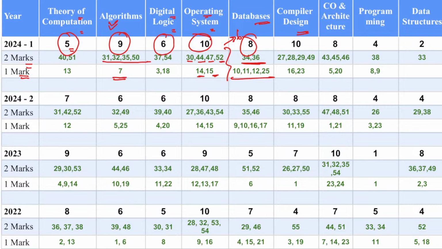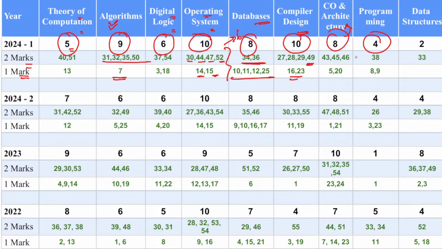Compiler design also came with a high weightage of 10 marks. In GATE, 10 marks subjects are very highly weighted. If a subject has 10 marks weightage, it is considered very highly recommended to complete. For 2 marks, 27, 28, 29 and 49 came, and for 1 mark, 16 and 23 came. After that, 8 marks came for COA. 43, 45, 46 came for 2 marks, and for 1 mark, sorry, 5 and 20 came.